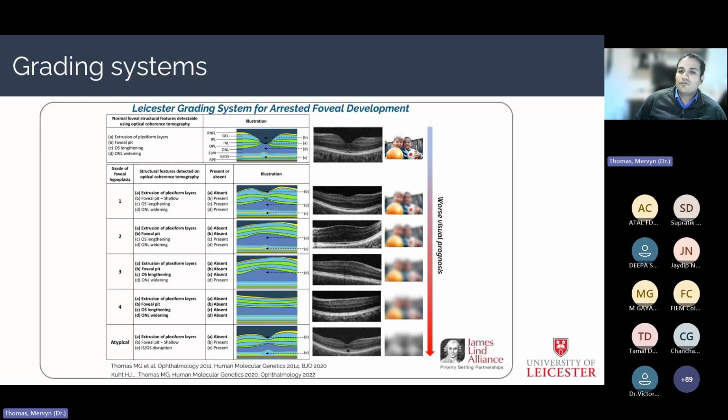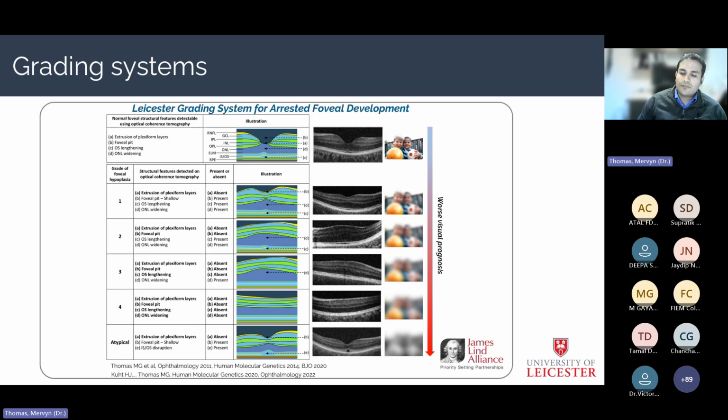And what this shows is different grades of foveal hypoplasia. The image on the top panel shows what normal should look like. And if you imagine grade 4, which is basically no specialization feature, these children are born with very poor vision and no features of a foveal pit or specialization of the outer retina.